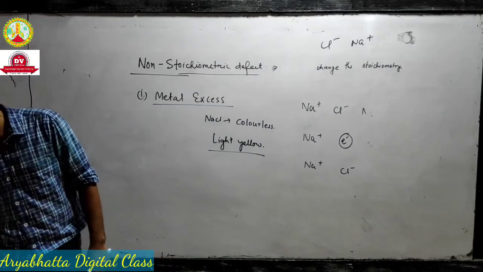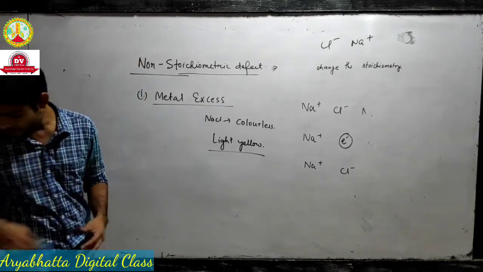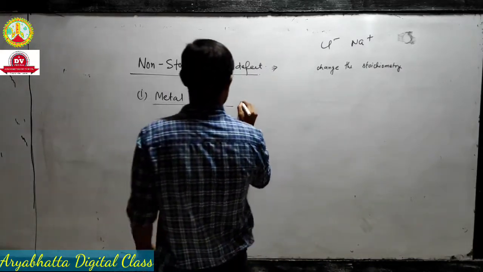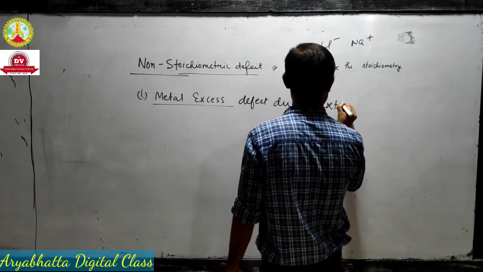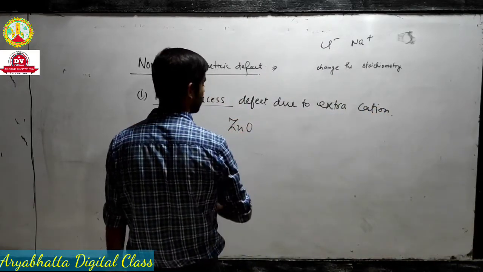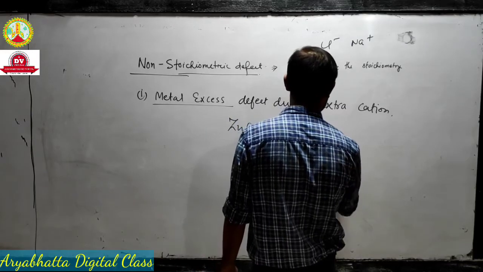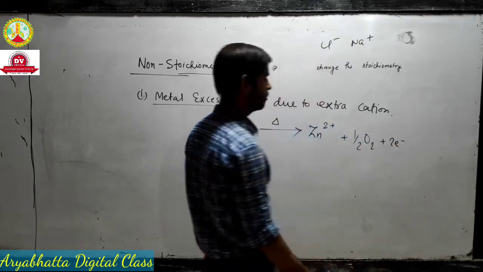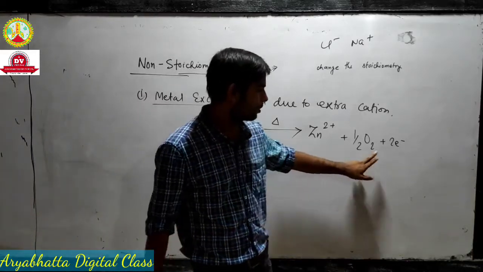Now another metal excess defect is due to presence of extra cation at interstitial sites. So what happens if we heat zinc oxide? If we heat zinc oxide, we will get Zn2+ and half O2 plus 2 electrons. So zinc 2 positive, half oxygen and 2 electrons.